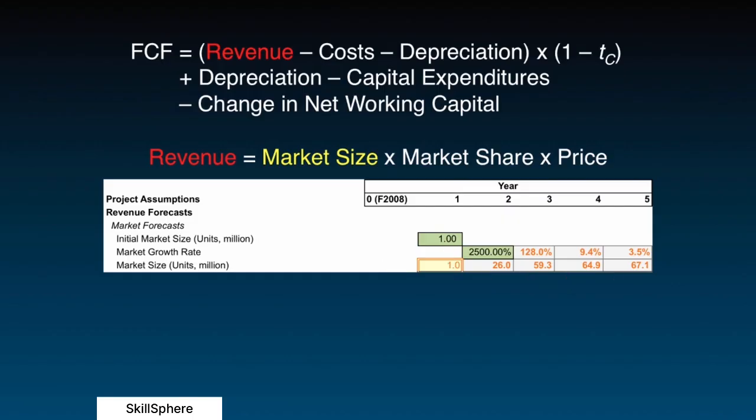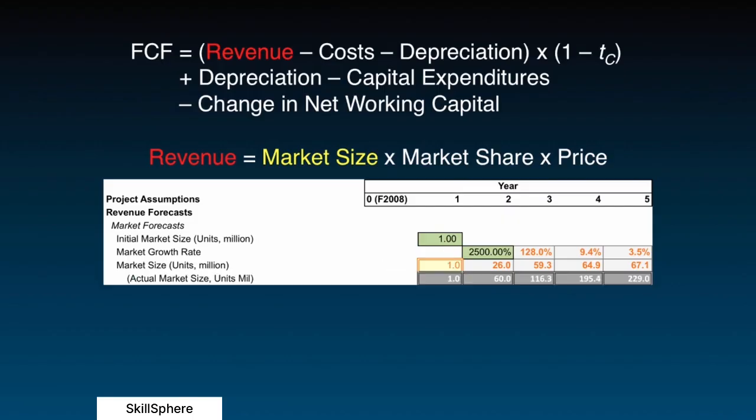Now what's interesting, what I'm going to show you in this next slide, is the actual market size for tablets. And what you can see, even with a 2,500% growth rate, I was conservative in my estimate. 26 million as opposed to 60 million in sales in the second year, followed by 116, 195, 229. So not sales, the actual size of the market. So you can see this market took off incredibly rapidly.